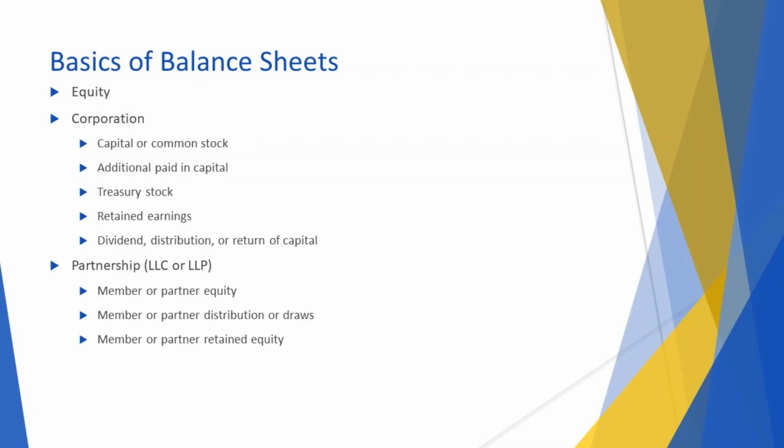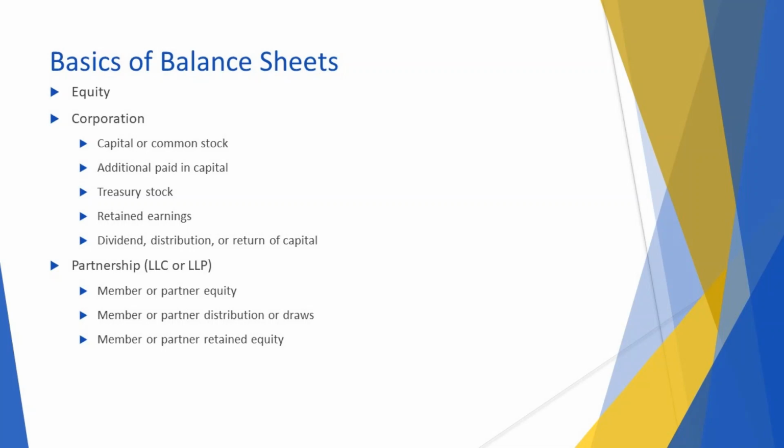The final section of the balance sheet is the equity section. Equity is the difference between total assets and total liabilities. Or put another way, equity is what's left after you subtract your liabilities from your assets.